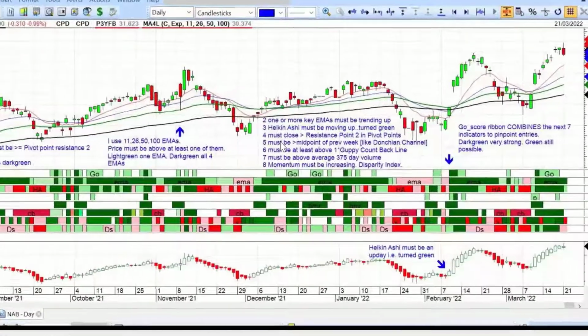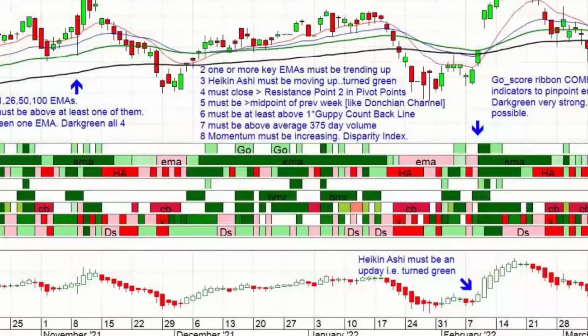Sorry, the 5th one down from the top is similar to the Donchian channels that David introduced us to a few months ago. And I've adapted it a little bit to look for the midpoint in the previous week. I use a look back period of 5 days. So it's only an approximation.